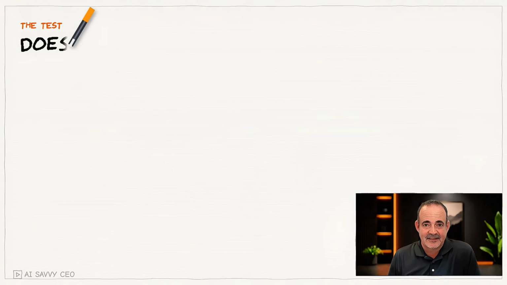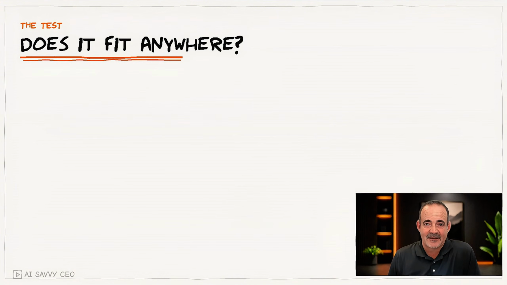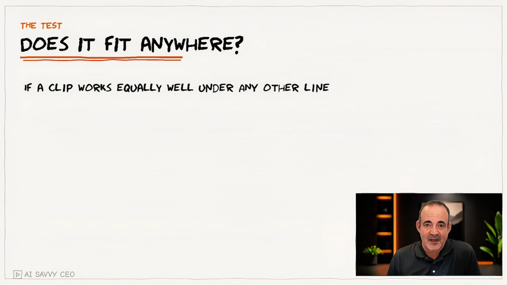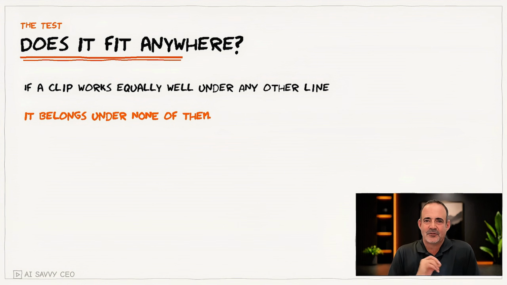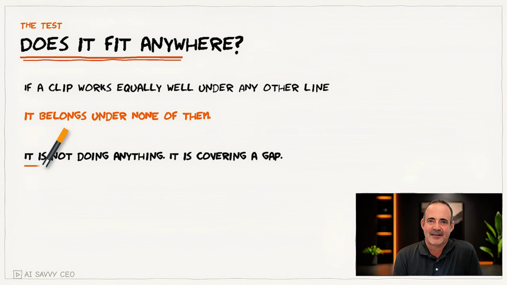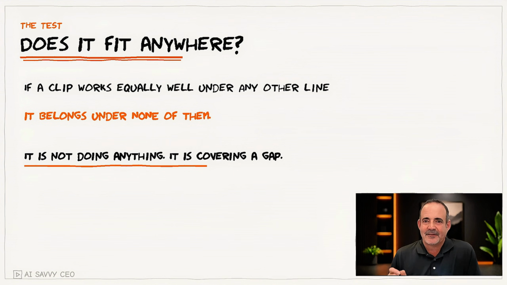That's the test, and it's brutal once you start applying it. If a clip would work equally well under any other line in your script, it isn't doing anything. It's covering a gap. And the viewer knows. Not consciously. Nobody watches a video thinking, that cutaway is semantically unrelated to the narration. They just feel the thing drift. They feel that nothing is being shown to them, and they leave, and you look at the retention graph and think the problem was your hook.